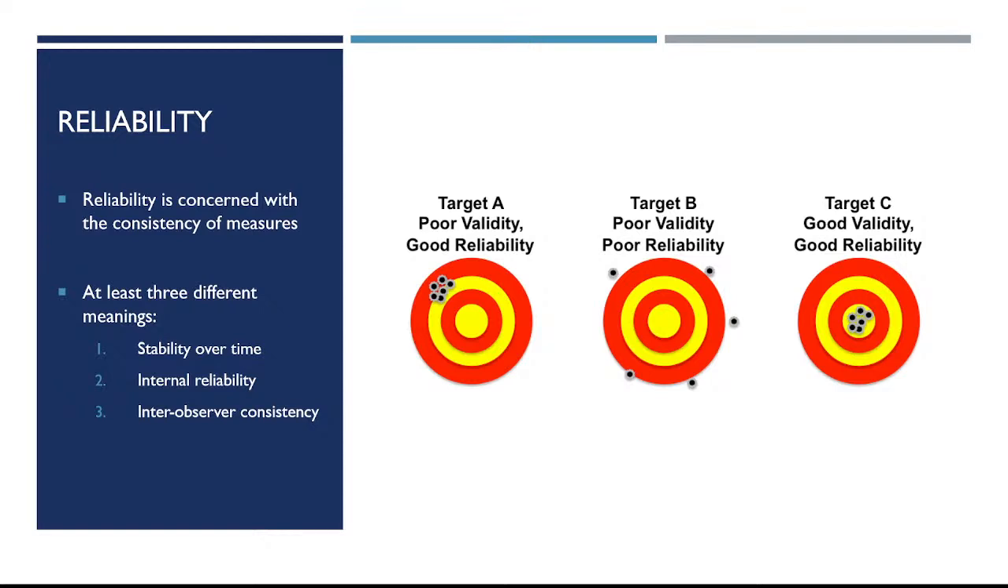Okay, like target A: good reliability. You're measuring all the same things, but it's off. You're measuring it incorrectly, so you'd have poor validity. Then there's poor validity and poor reliability, where you've got things all over the place; your measurements are all over. And then good validity, good reliability: you are measuring what you want, and you're getting the results reliably. It's pretty consistent in its clustering. So that's what the targets indicate there.